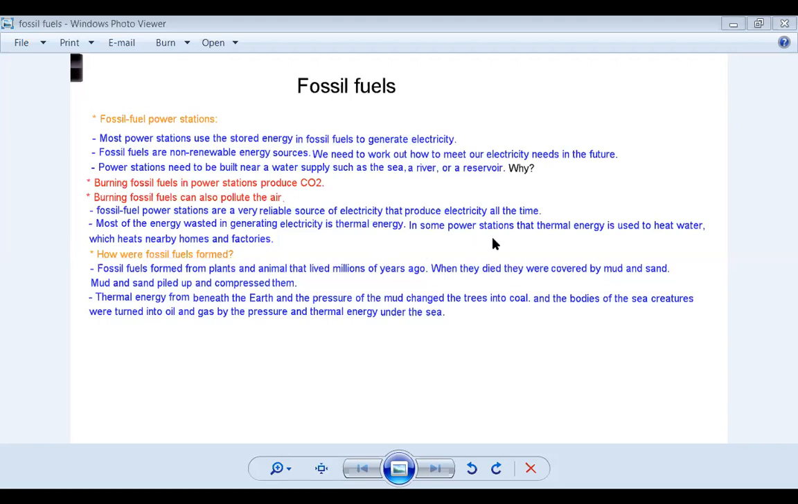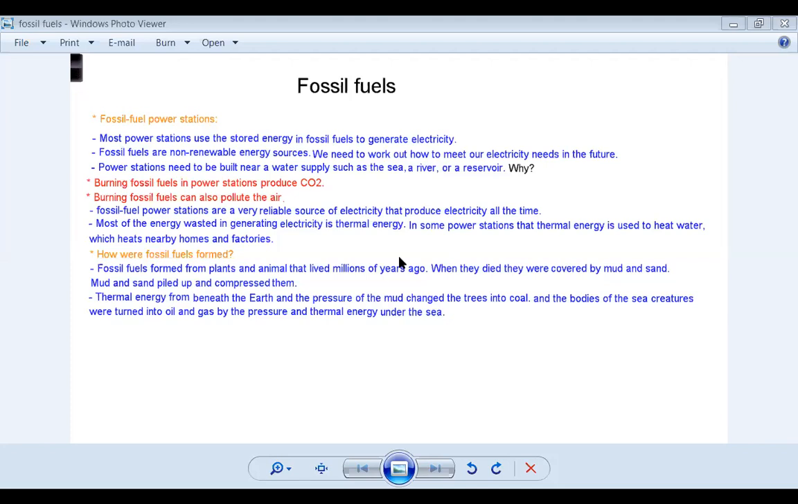In some power stations, that thermal energy is used to heat water, which heats nearby homes and factories. So they can use this wasted energy as useful energy to heat nearby homes and factories. They can reuse it, okay? They take this wasted energy and use it for their own good, okay?